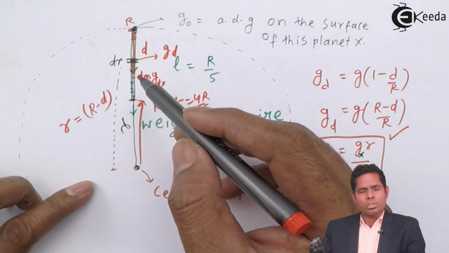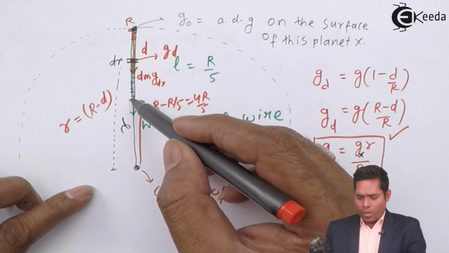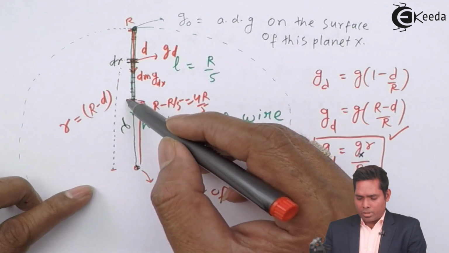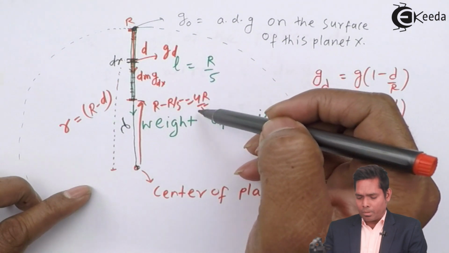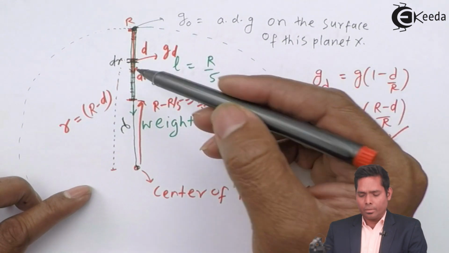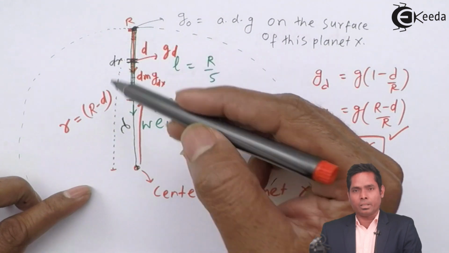So my integration will be from limit 4r by 5, because my elements will start from here and end here. So the limit of integration will be 4r by 5 to r, because my last element will be here.